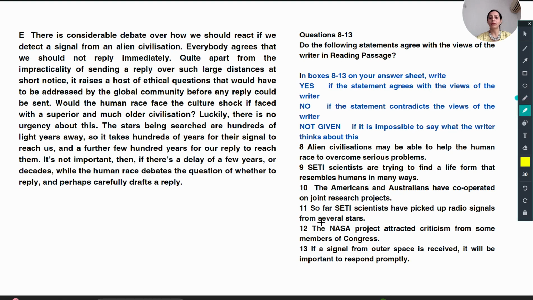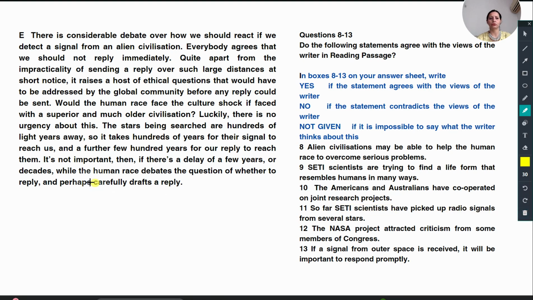Now again keyword. So here in 11th, the keyword is have picked up, whether they have picked up radio signals from several stars. The question depends over here. If they have picked up so many radio signals, then it is yes. If they have not picked, they are still searching for it, it means it is wrong. And if they are not talking about radio signals at all, it means not given. There is a considerable debate how we should react if we detect a signal. In the previous paragraph they were talking like that.